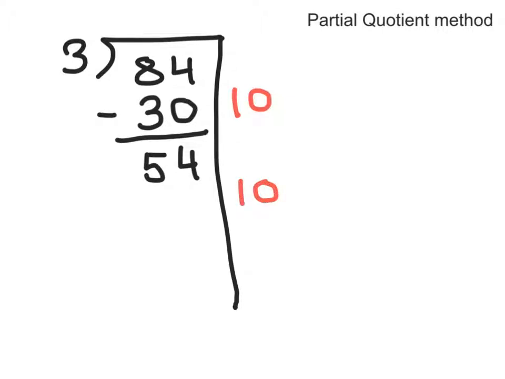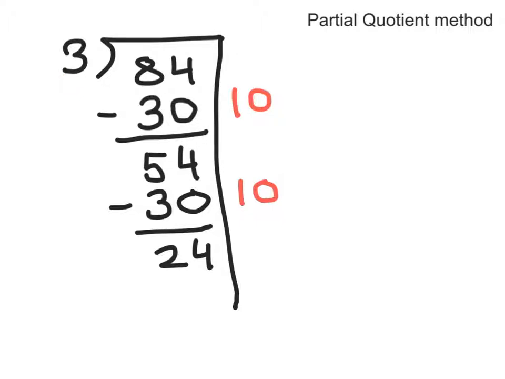So 3 times 10, again, gives me 30, and I write that right underneath that new number I got. I subtract it. 54 minus 30, 4 minus 0 is 4. 5 minus 3 is 2. And now I see I have $24 I'm trying to split. $24 I'm trying to split between 3 people.